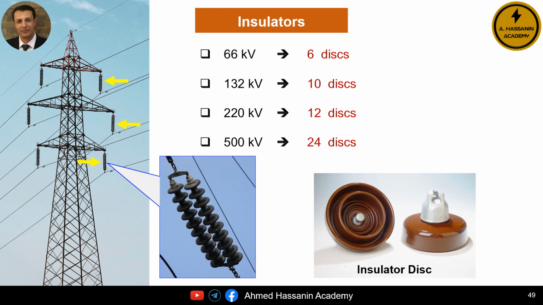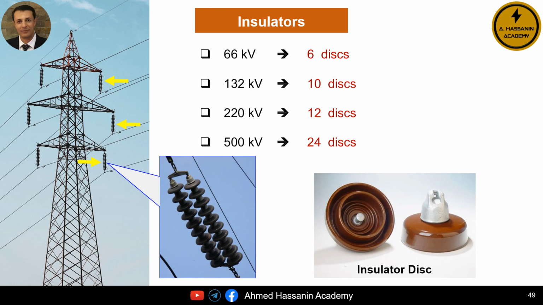In the case of 132 kilovolts, the insulator string contains approximately 10 discs. For 220 kilovolts, the insulator string typically includes around 12 discs. And finally, in the case of 500 kilovolts, the insulator string may contain approximately 24 discs.